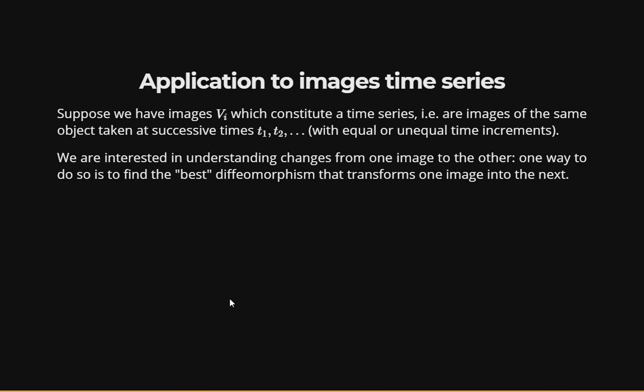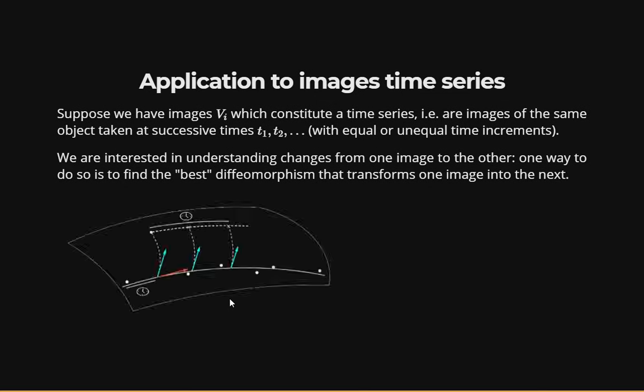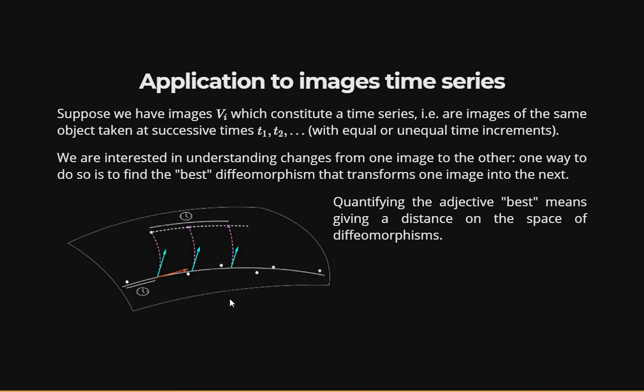One way to analyze the differences is to determine the best diffeomorphism that transforms one image into the next. So the best transformation of the plane that takes the first image and sends it to the second image. Now, the problem is to quantify the word best. If you try and give a precise meaning to the word best diffeomorphism, you end up writing down an energy function, some norm on the diffeomorphisms, which ends up being some distance between diffeomorphisms.